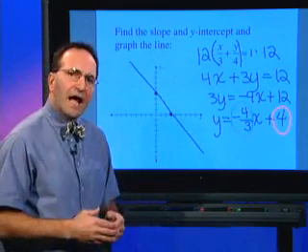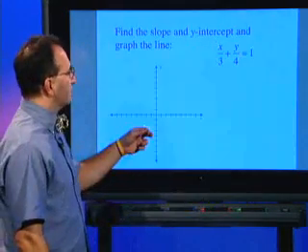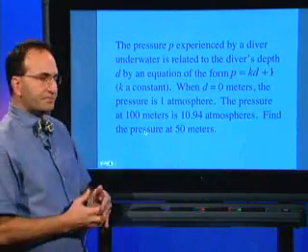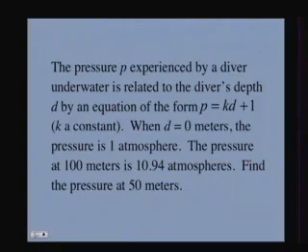Now, let's see how lines might show up in applications. So here's a word problem for us. The pressure P experienced by a diver underwater is related to the diver's depth D by an equation of the form P equals K times D plus 1, where K is a constant. And of course, at a depth of 0 meters, the pressure is 1 atmosphere. They give us the information that the pressure at 100 meters is equal to 10.94 atmospheres, and then we want to find the pressure at 50 meters.